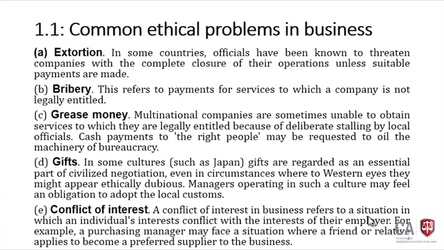So with that we will move to the next topic, common ethical problems in business. So what are the common ethical problems in business?